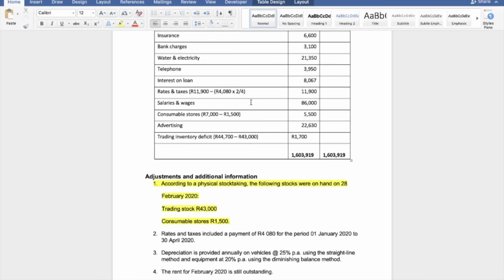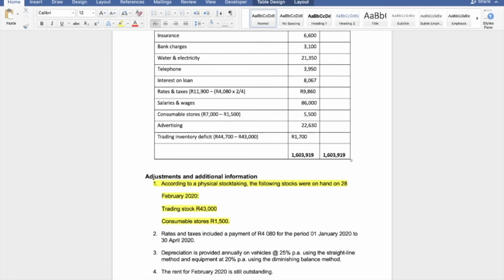And that will give us how much is the actual rates and taxes incurred in our financial period, or financial year end. And that gives us an answer of 9,860 Rand. So we're going to put here rates and taxes that we actually incurred during this financial period is 9,860 Rand. What about the one that we've just deducted?